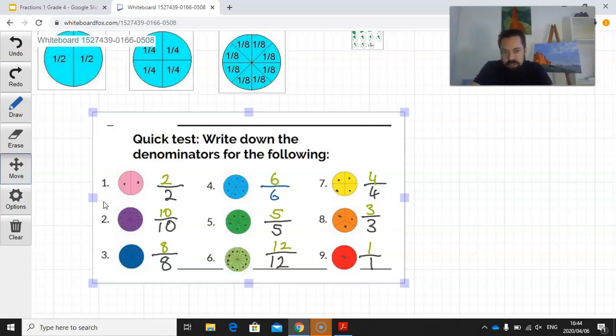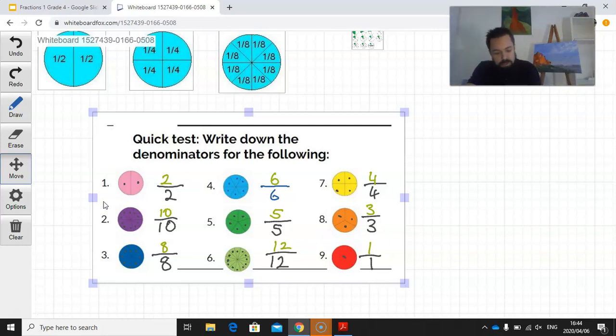All right, now I'm going to let you in on a quick secret that's actually part of next lesson. But one of the things that we do want you to know in grade 4 is the fact that the division sign is the same as a fraction. So let's have a quick look at that.